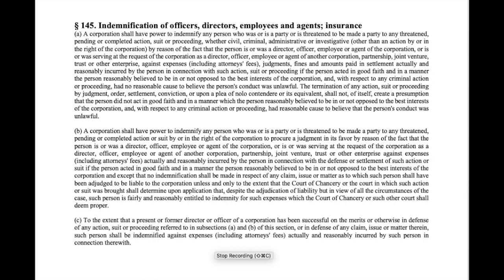Okay, so the crucial difference between paragraphs A and B is that under B, if you've been sued by a shareholder derivative plaintiff, you cannot be indemnified if you're found guilty. All right, and you can't be indemnified for anything. We're told that no indemnification shall be made in respect of a claim in which you lose.